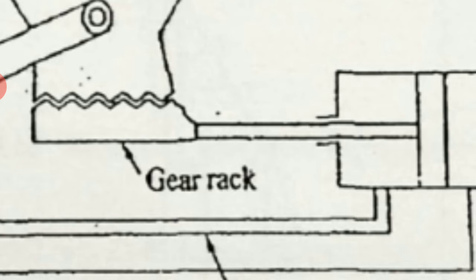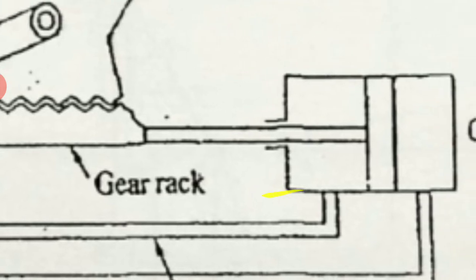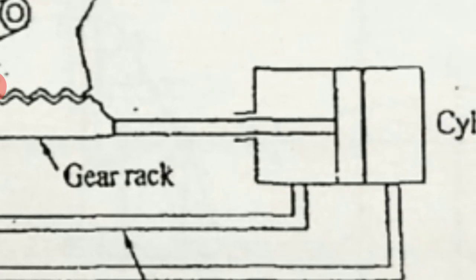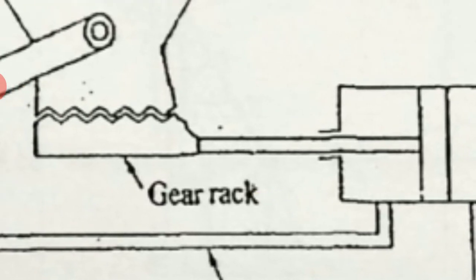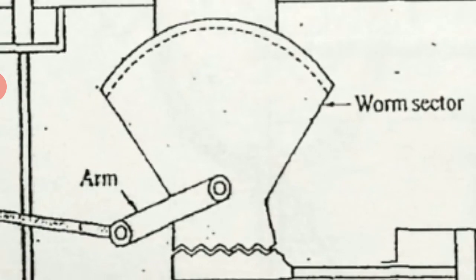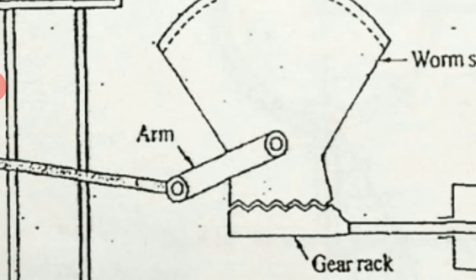So the toothed worm sector, arm, and the drag link. The piston in the booster cylinder, what happens? It will turn the road wheels via the gear rack, through the toothed worm sector, then the arm and the drag link. This is what will reduce the effort on the driver's side.